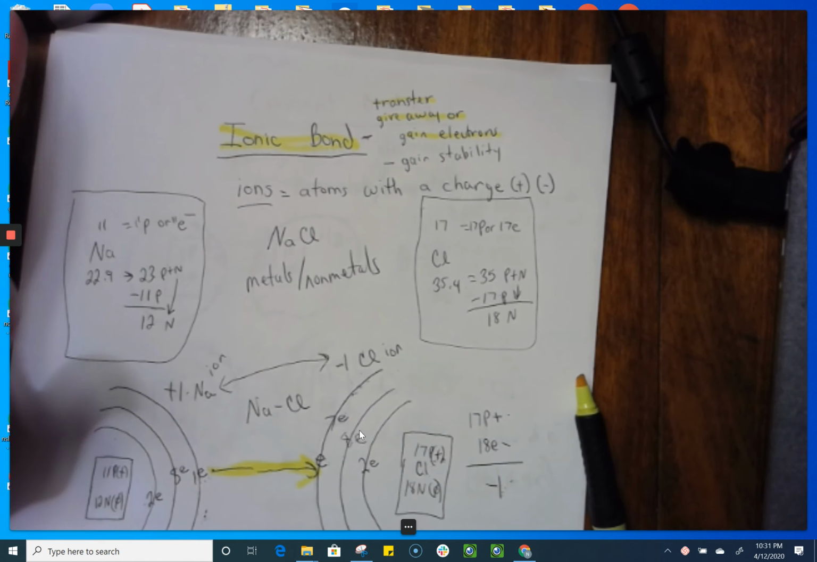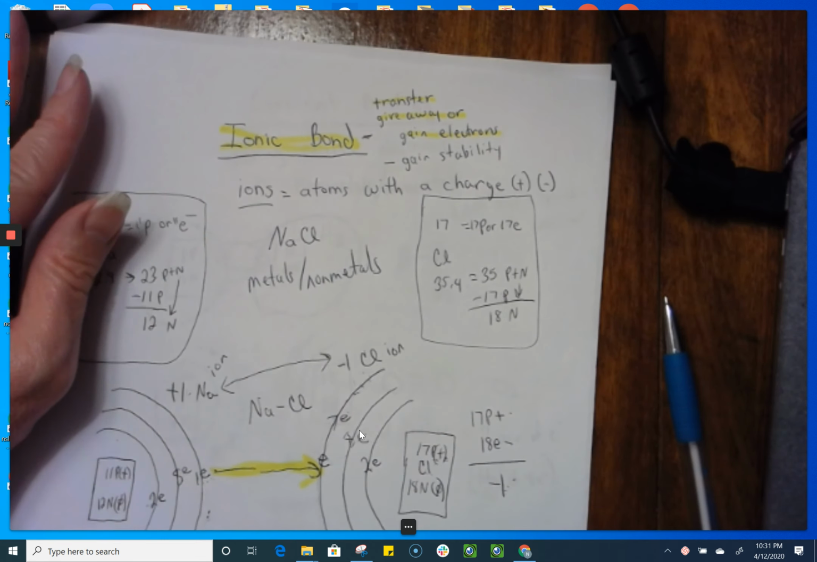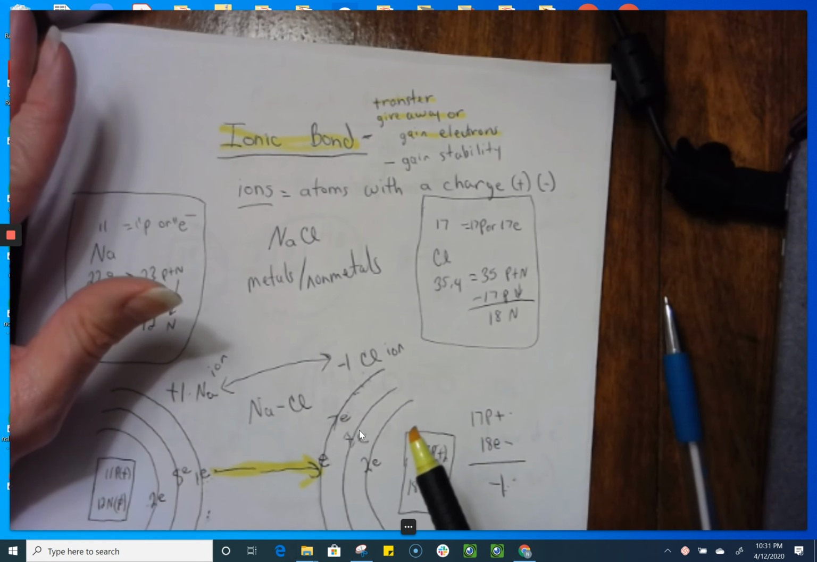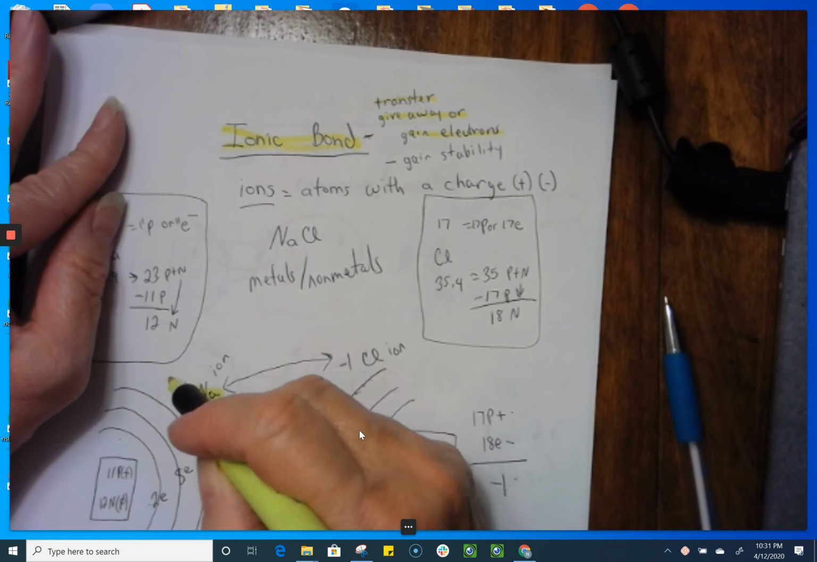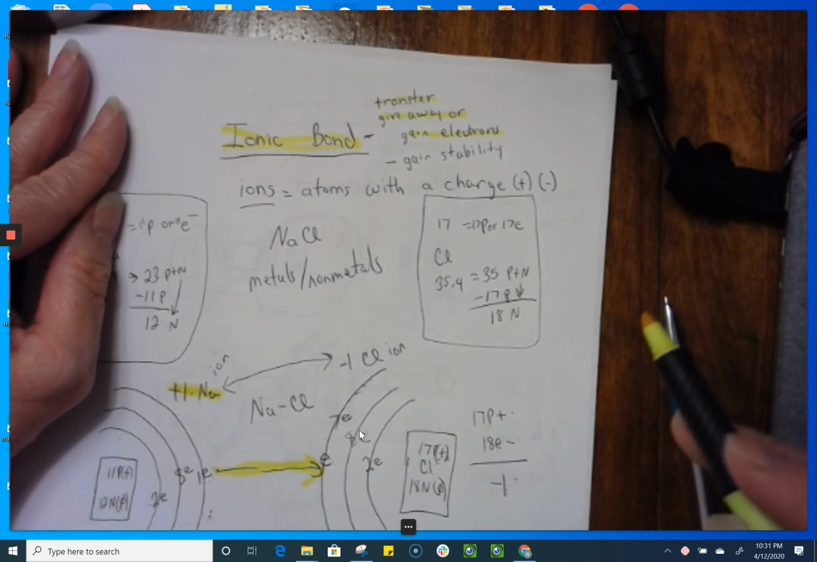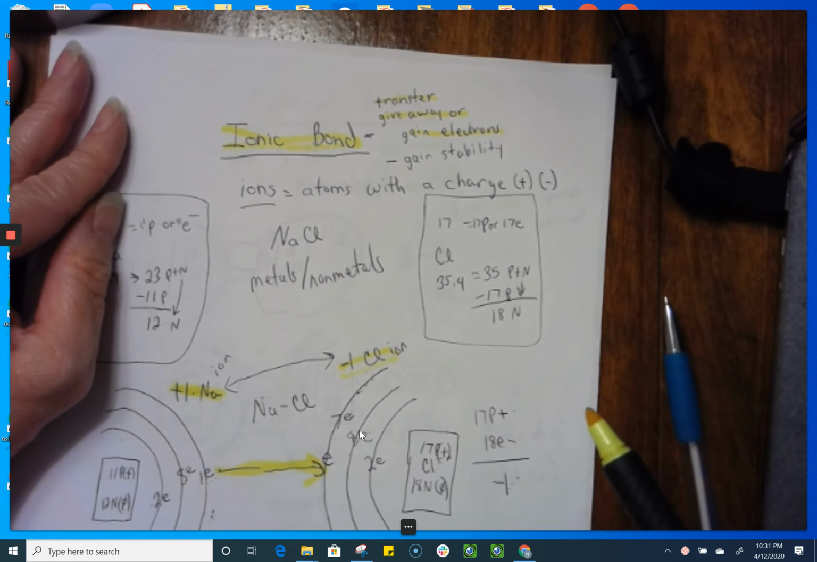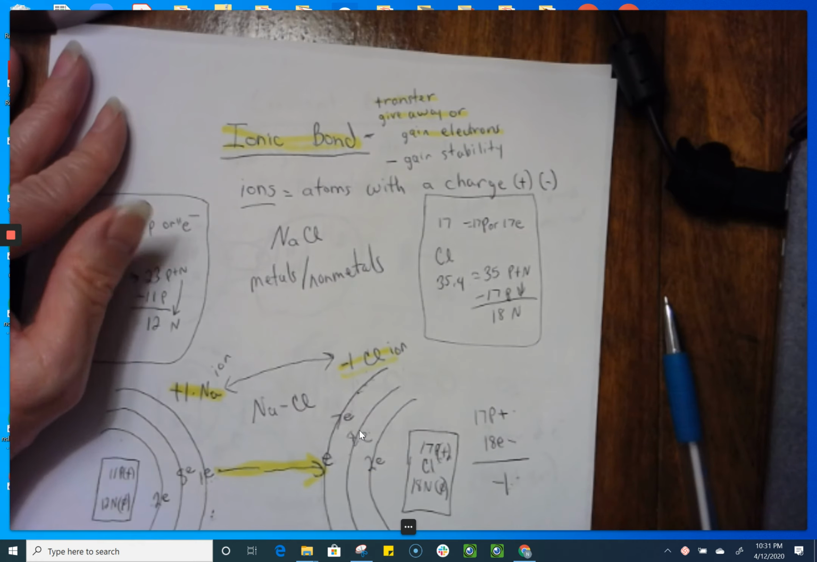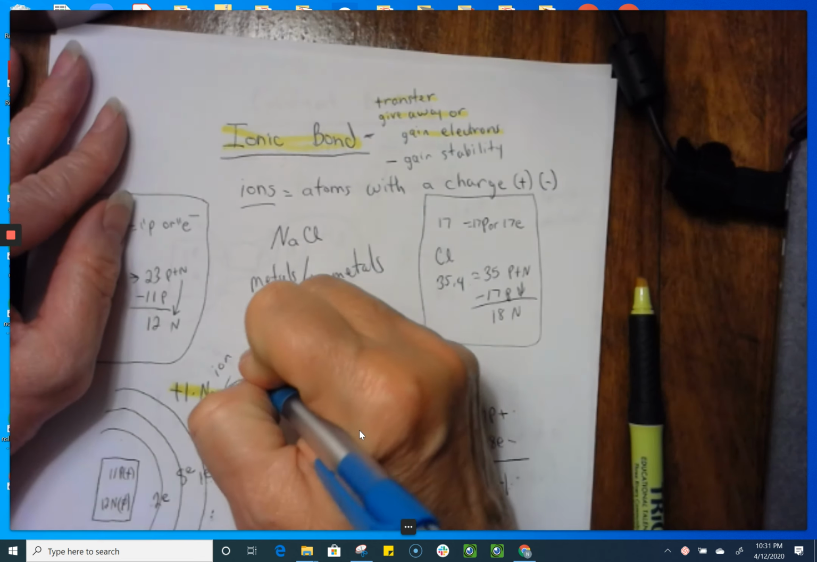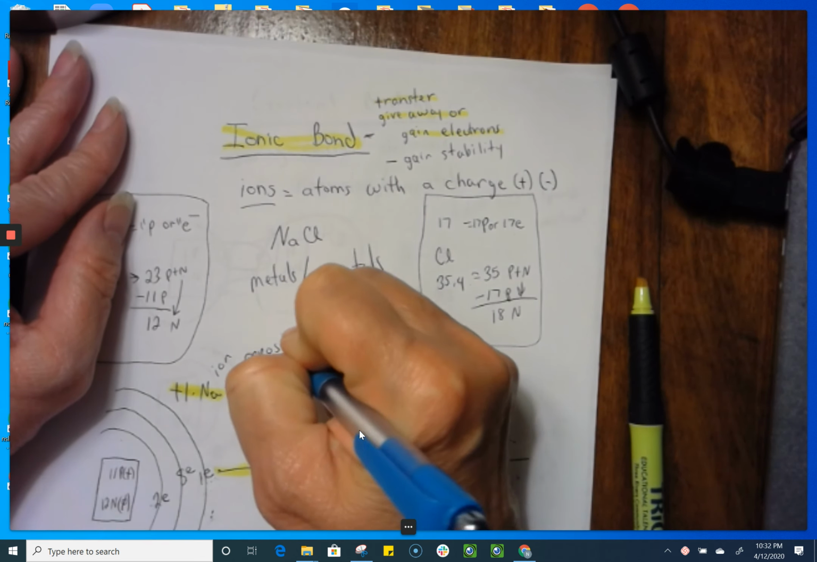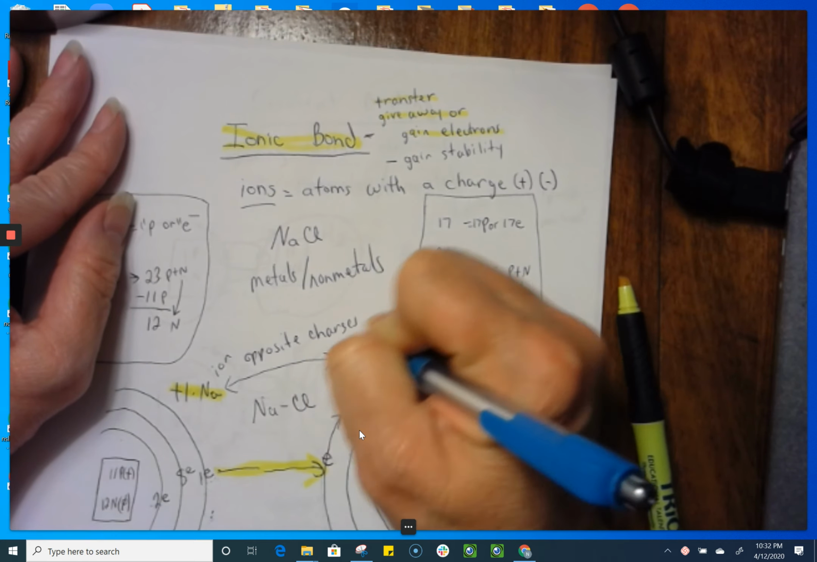So what happens is when they gain or give away the electrons, they're losing or gaining a negative charge. If they lose a negative charge, they become a positive ion. If they gain an electron, they become negatively charged. And then the opposite charges attract, and that's what pulls them together. Opposite charges attract.